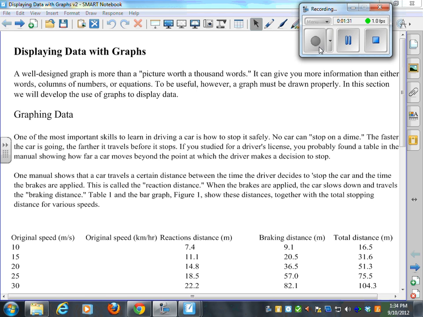Do you know anything about if you go twice as fast, how much longer you have to stop? No? More than twice. Twice and then some. So you didn't hear that in class? No, our teacher didn't really teach us. Okay, well, we'll talk about that today.